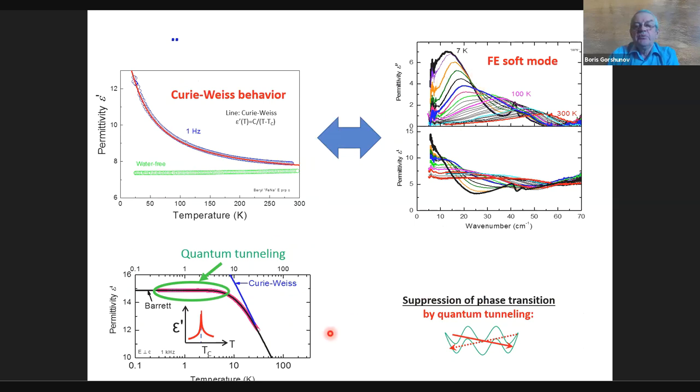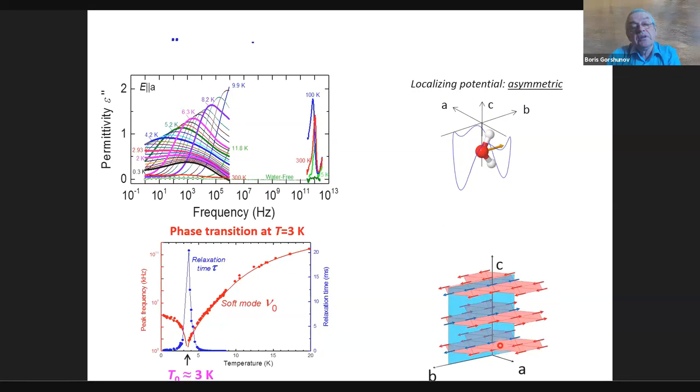But we didn't see in beryl, in the crystal of beryl, the real phase transition. We didn't see this ferroelectric anomaly due to the suppression of phase transition due to quantum tunneling of the dipole moment of water molecules. But we did observe the ferroelectric transition in another crystal, cordierite, where the localizing potential is strongly asymmetric. So here we have observed the soft mode behavior in the radio frequency range and the typical V-shaped temperature dependence of the frequency of this soft mode.